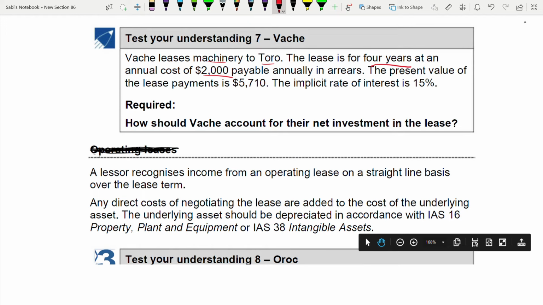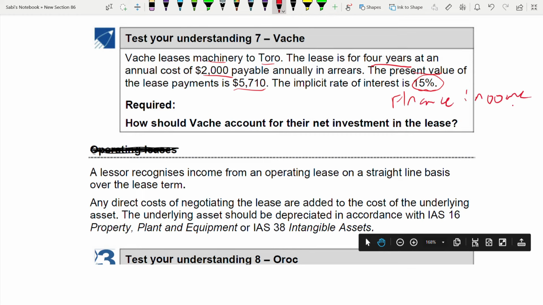Present value, to find the present value, 15% is the interest rate, and lease payment is 571. The present value of the lease payment is 5710. They have already given in the present value. The interest rate also they have given. Why? To find the finance income. Based on this interest rate only, you are going to find the finance income on receivable. That's why.